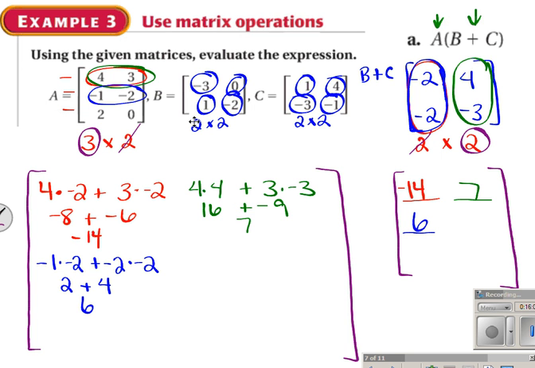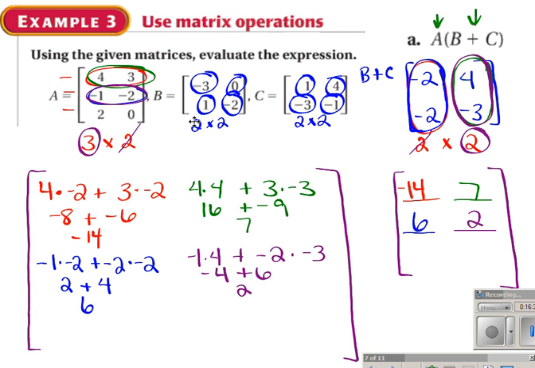Next element is row 2, column 2. So I'm multiplying row 2 by column 2. And I have negative 1 times 4 plus negative 2 times negative 3. So I have negative 4 plus 6, which is 2. Okay?